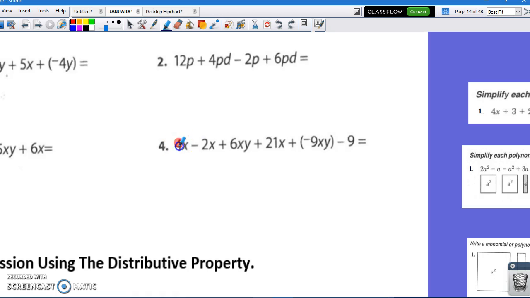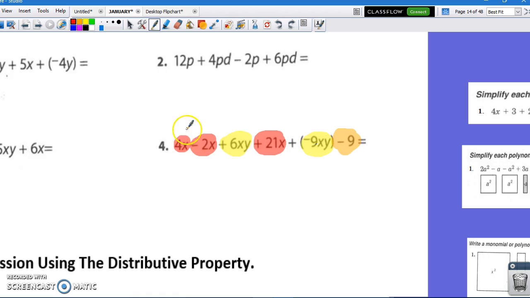Highlighting my x's first. I have a positive 4x, a negative 2x, any more x's, a positive 21x, and no more x's. Now let's highlight my xy's. My positive 6xy, negative 9xy, and then look at that, a constant number standing by itself. A number.